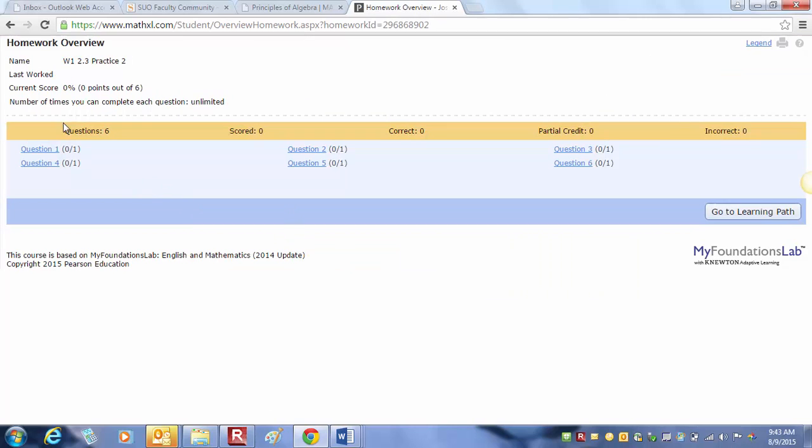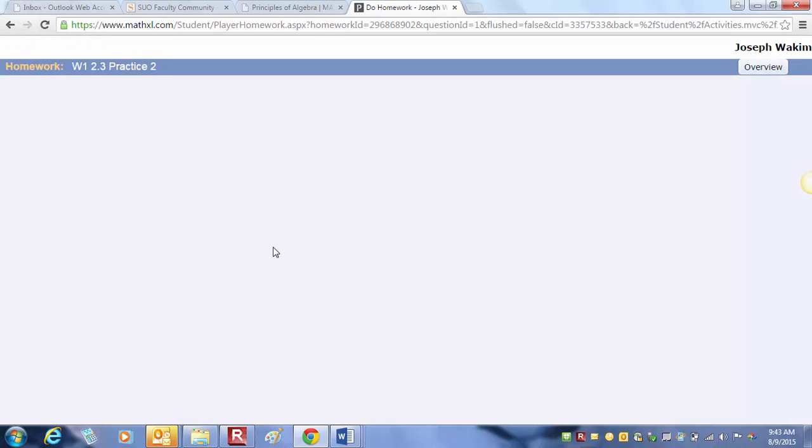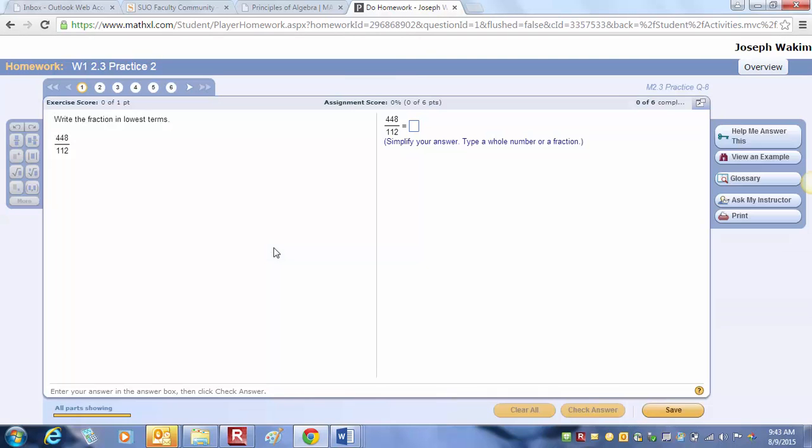So I have 5 questions. Let's start with question number 1. Write the fraction in lowest terms. So notice that 448 and 112 are even numbers, and therefore they're both divisible by 2. So I can start by dividing the numerator and denominator by 2. And I can use the fraction option here for now. If I divide 448 by 2, I get 224. If I divide 112 by 2, 11 by 2 is 5, remainder is 1, 12 by 2 is 6.